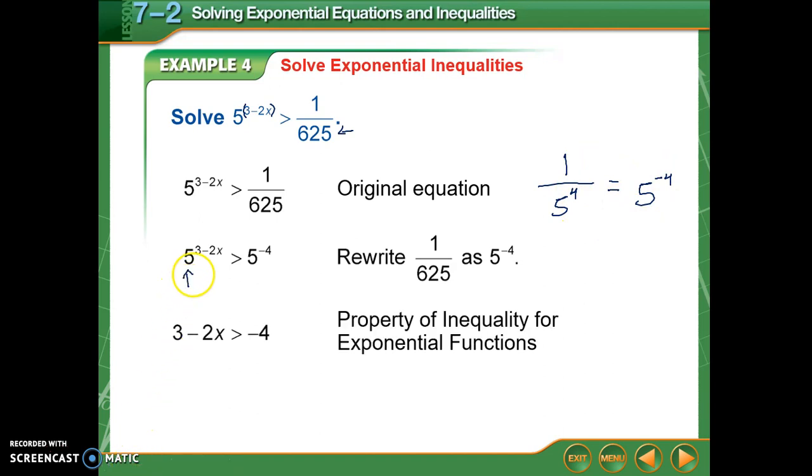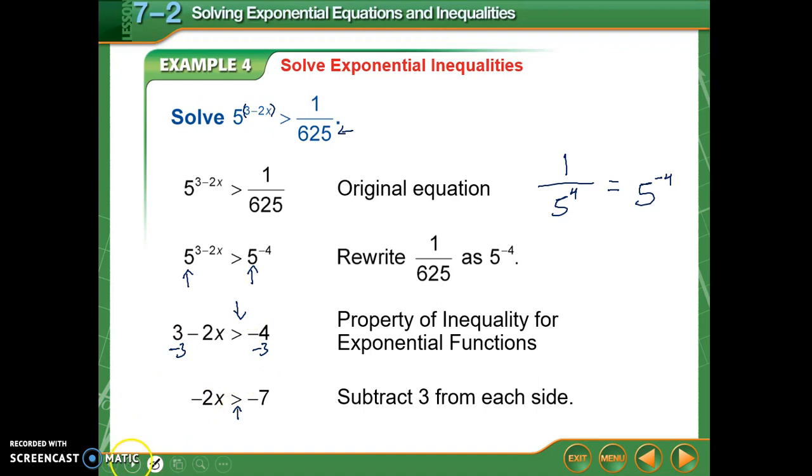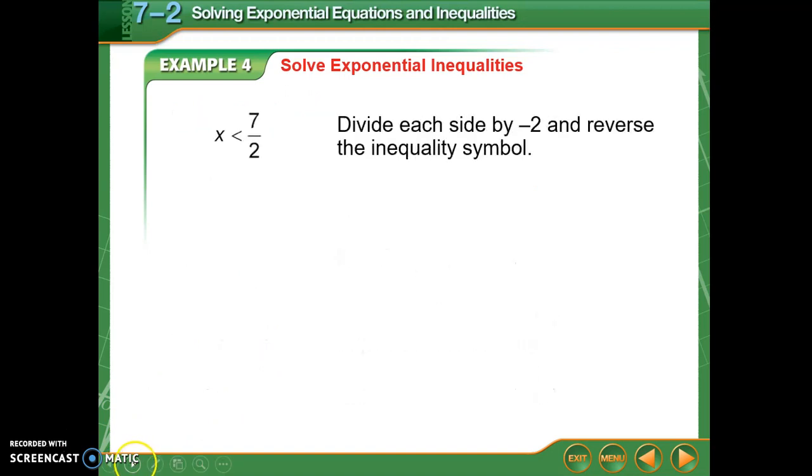So because my bases are now the same, and I know that the left-hand side is greater than the right-hand side, I can apply that same inequality relationship to my exponents. 3 minus 2x has to be greater than negative 4. And then we solve. Subtract 3 from both sides. And then I'm going to divide by negative 2, which means we'll switch the direction of the inequality. And we'll get x is less than 7 halves.